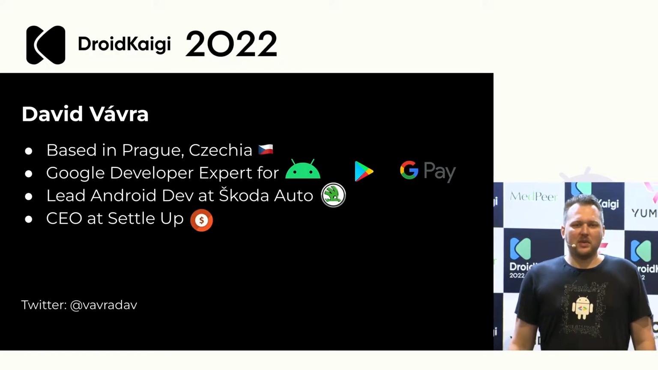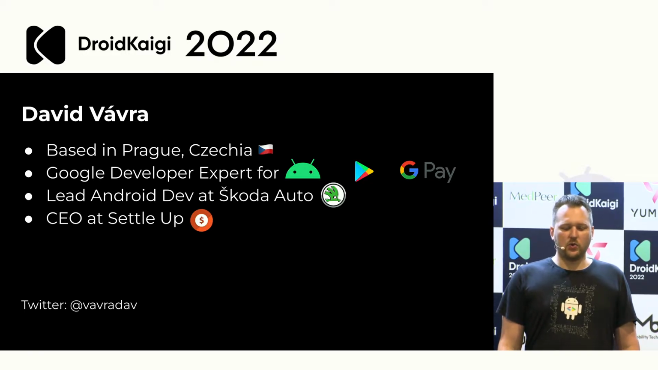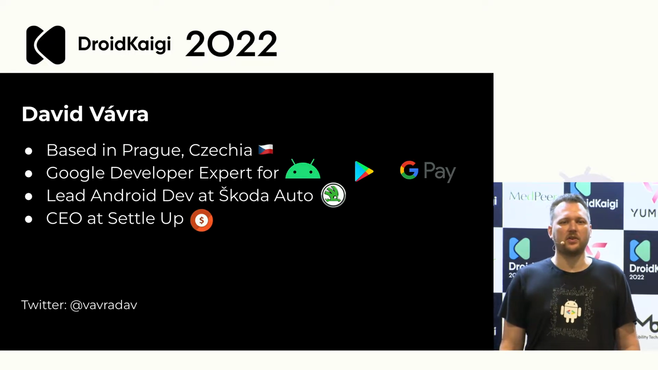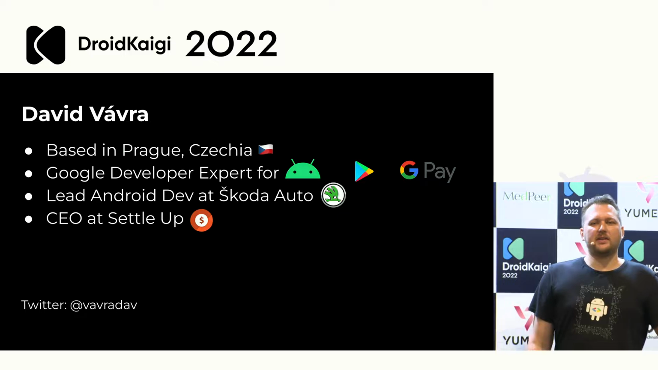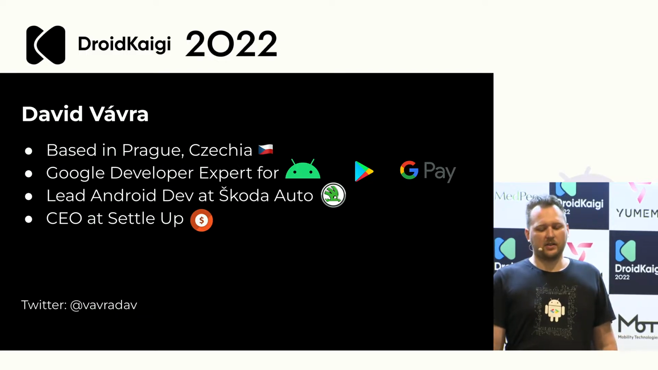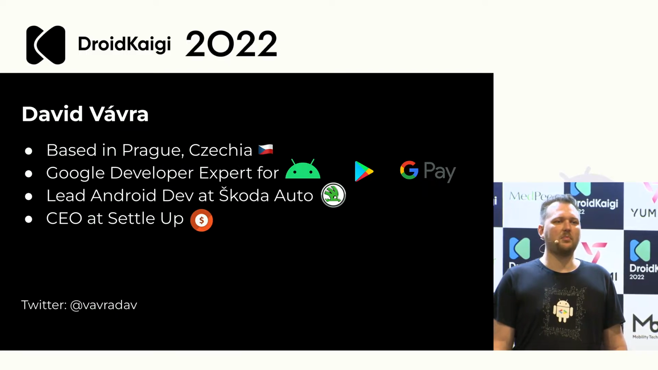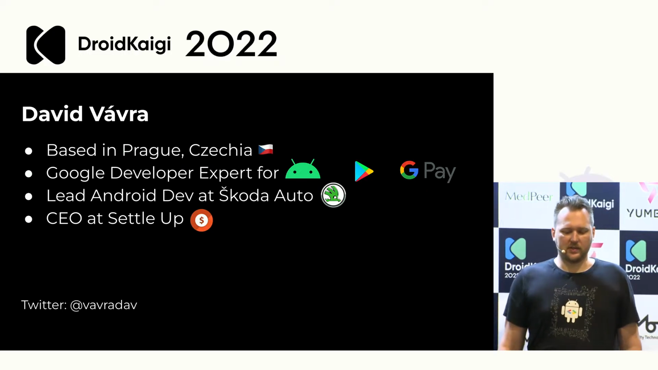So first, a bit about me. I'm David Vávra. I am from Prague in Europe. I am a Google developer expert for Android, Google Play, and Google Pay. My main job is leading Android development in Škoda Auto. That's a car manufacturer based in Czechia. And I also have my own app called Saddle Up. It's a group expense tracker, if you're interested.